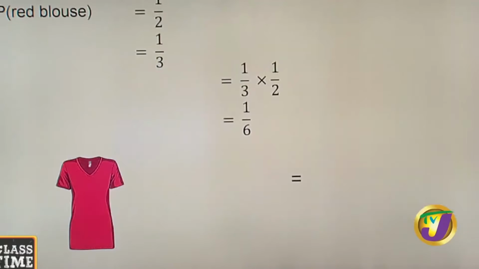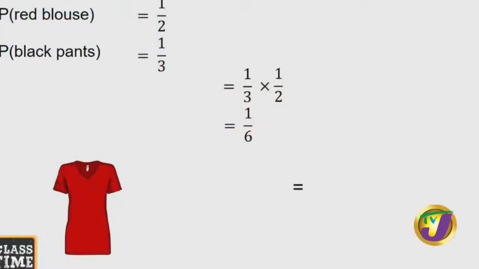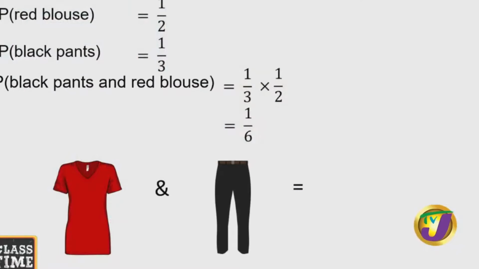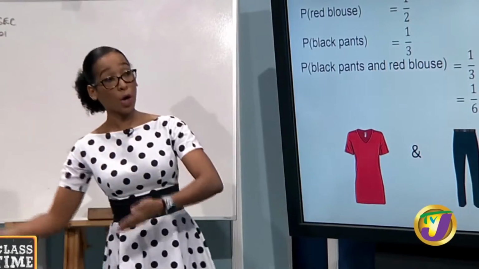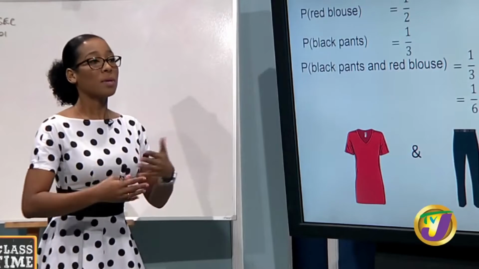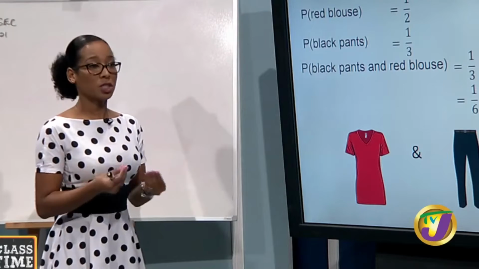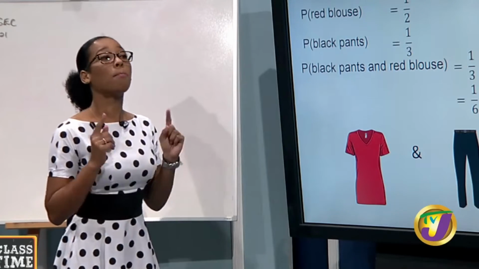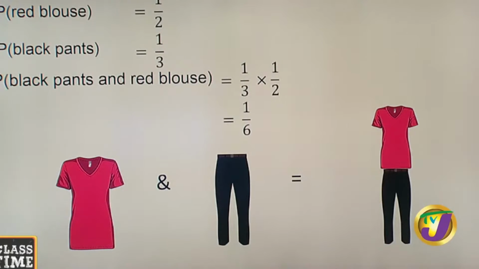So here we were now looking at how we arrive at the probability of wearing a black pants and red blouse. If we are not in a situation where we could draw a table, then, as I would have done earlier, when we're looking at the probability of two independent events taking place, the relationship between these probabilities is multiplication. And here we would have seen 1/3, which is the probability of wearing a black pants, and a half, which is the probability of wearing a red blouse.